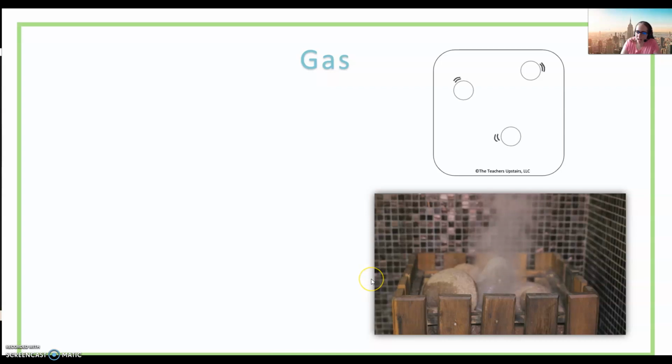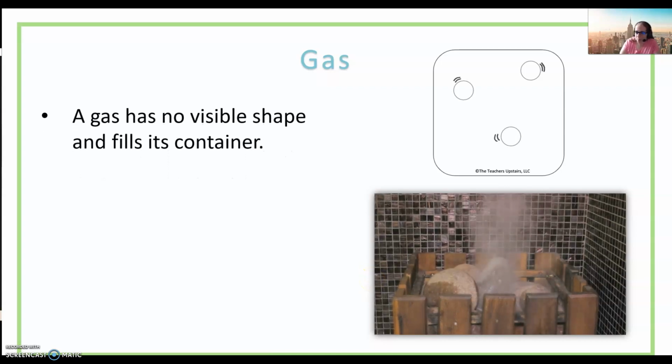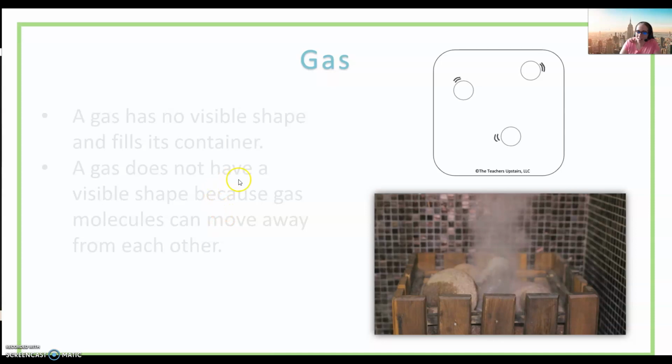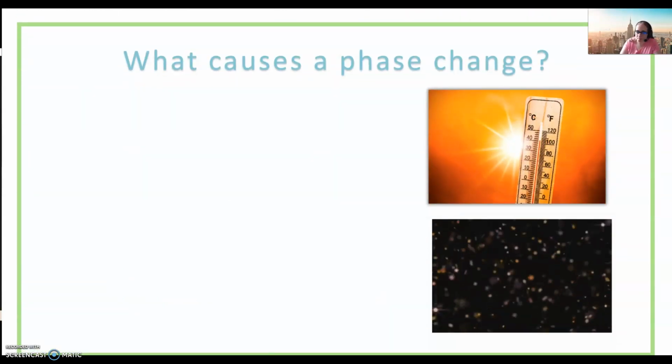All right, then let's look at a gas. So a gas has no visible shape, but it does fill its container. So it's going to fill the container all the way up no matter how much you put in. It does not have a visible shape because gas molecules can move away from each other. So they don't take up a specific shape. They can move away from each other.